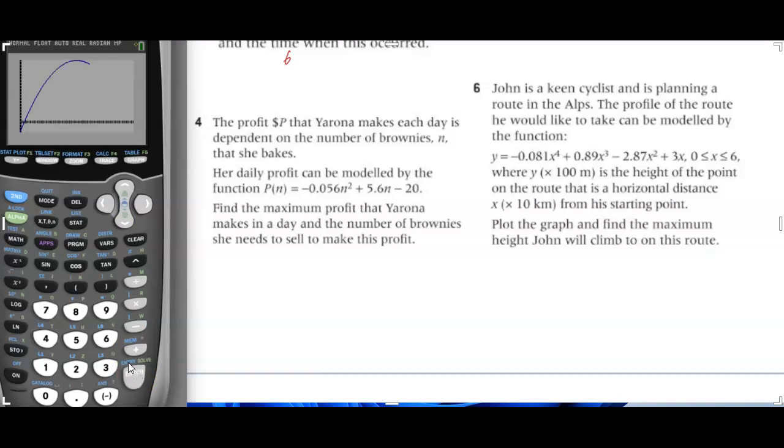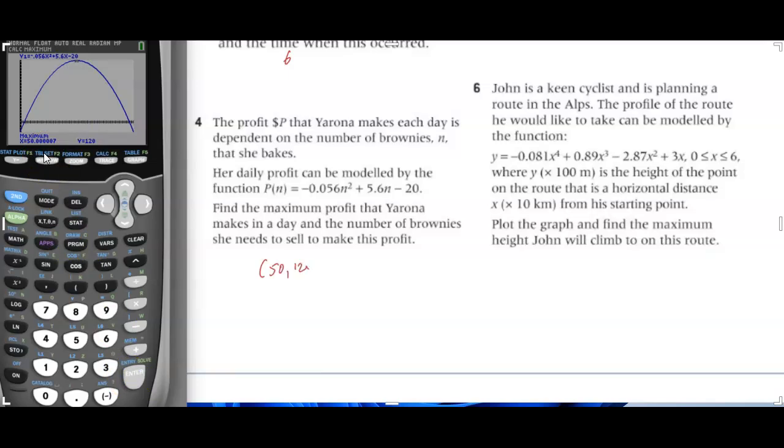Okay, and so now we're just going to do second calc max, right? Second calc max, number 4. Left bound, we're going to move the cursor slightly to the left of the peak, enter. We move the cursor slightly to the right of the peak, enter. And then guess, enter. The max is 50, 120.